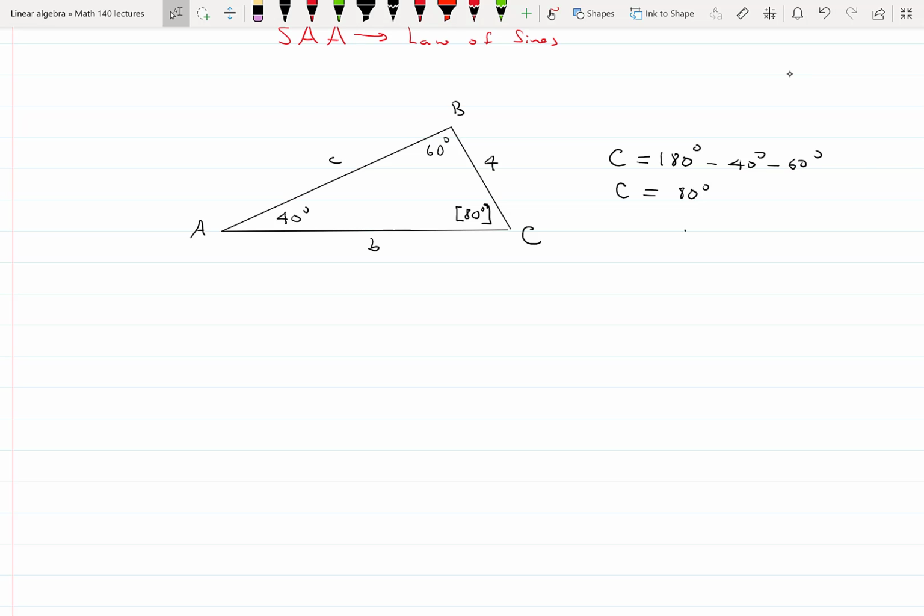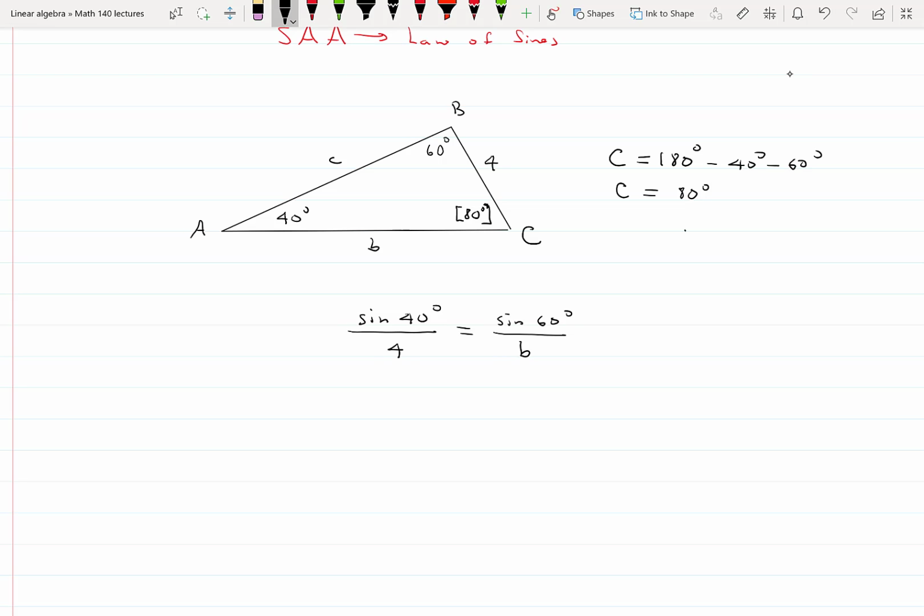So if I'm going to use the law of sines and try to find B, I'm going to use the 40 that's given. So I have sine of 40 over 4, sine of A over a, and I'm using 40 and not 60 because I know 40 and I know the side opposite 40. I'm not going to use 60 and the side opposite 60 to start this out because I don't know what B is. Okay, but now I'm going to use 60 and B because I want to find B.